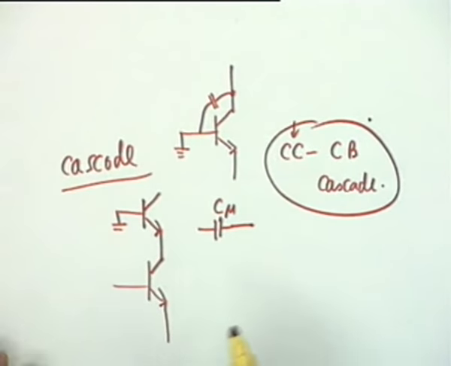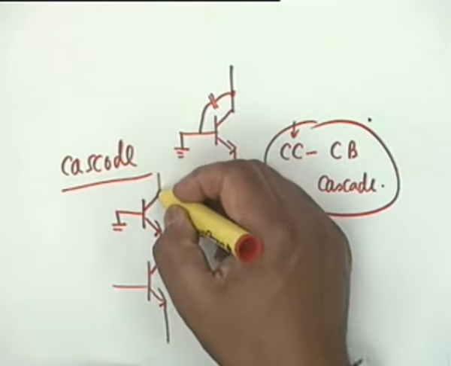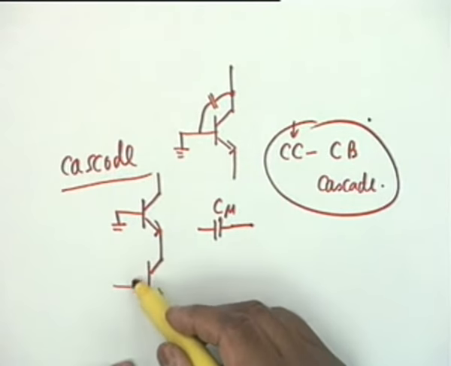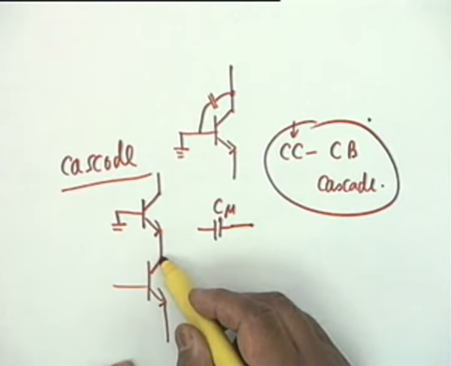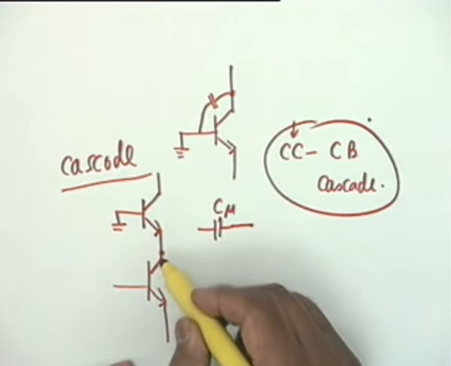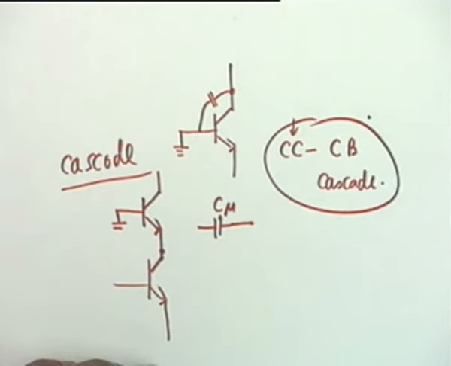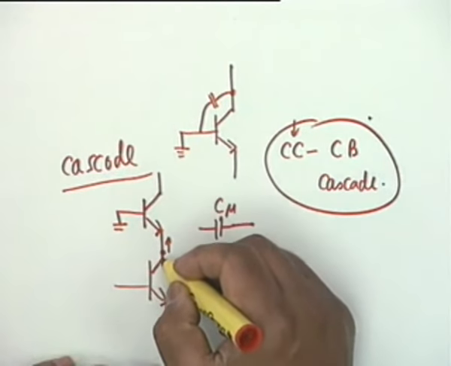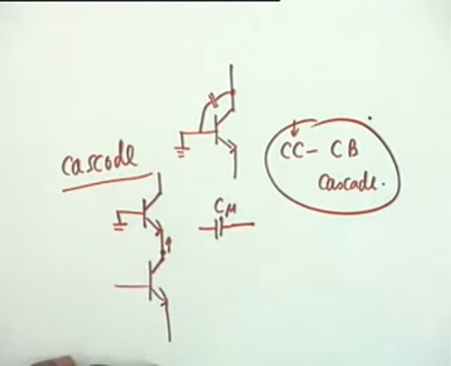Okay, this is a cascode stage. One transistor sits upon another. What happens to C mu of this? What is the effective load? What is the effective load that this transistor sees? It's not R pi. No. Effective load. This transistor, the collector, sees what load?